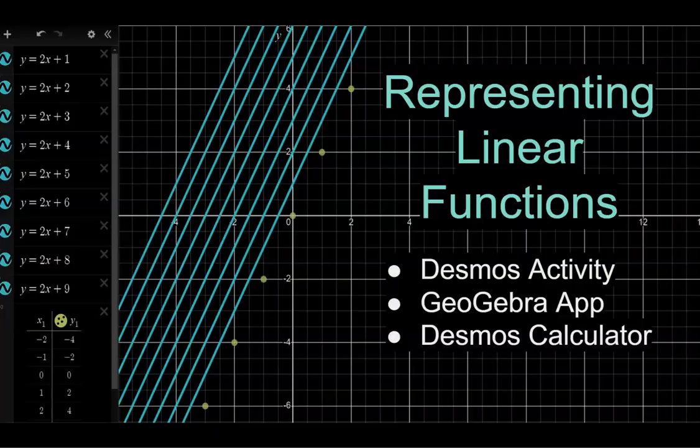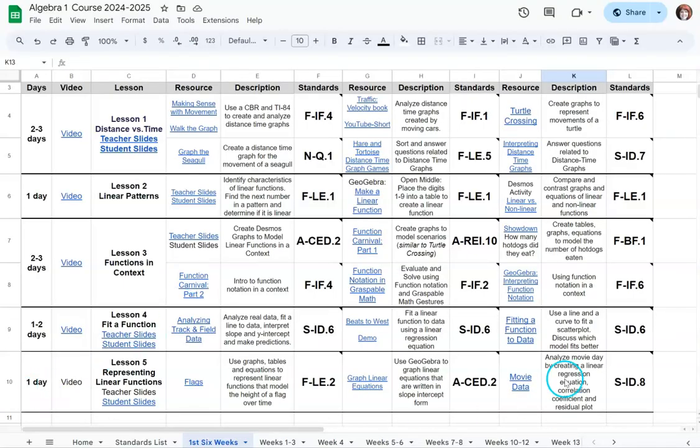So let's look at what we've got here. I have this scheduled for one day. None of these are that long. If you're on block schedule, you'll easily finish in a day, but as I said, it's going to vary from teacher to teacher. If you have a really short class, you may have to extend it.